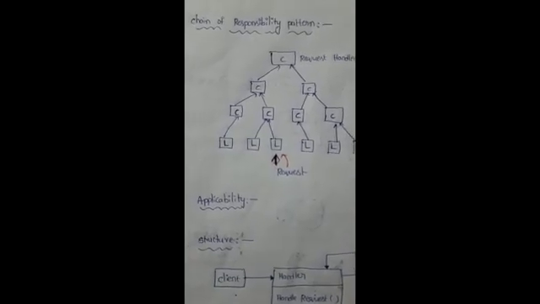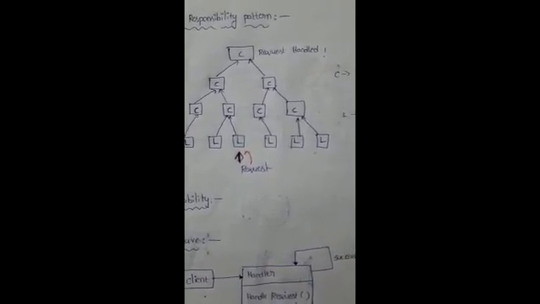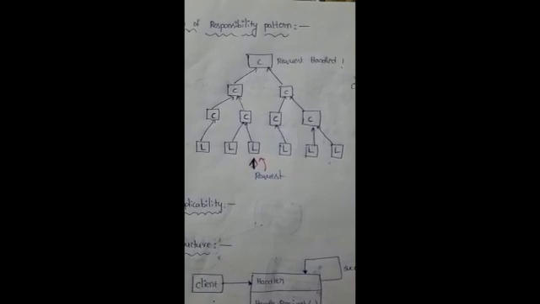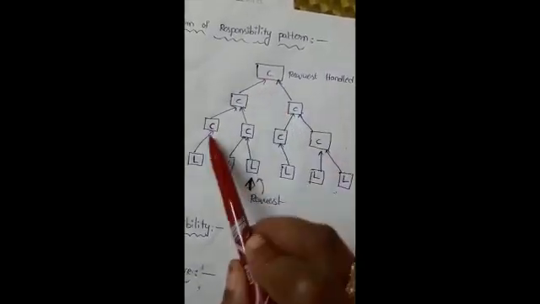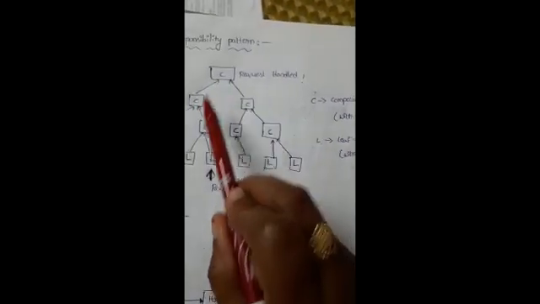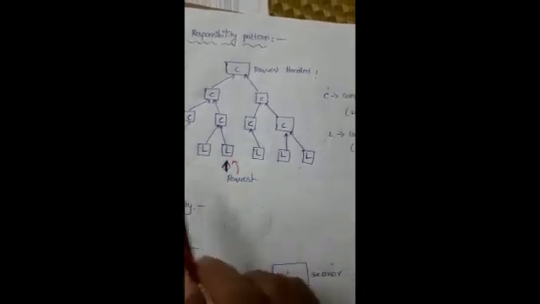Let us see an example for the chain of responsibility pattern. In this example, the chain of responsibility pattern is combined with the composite pattern. We consider two kinds of objects. The first is the composite object, the next is the leaf object. These are the composite objects, these are the leaf objects. Composite objects are those which consist of children, that means root nodes. A leaf object means the final node, that is, a node without children. The final node is said to be a leaf object.